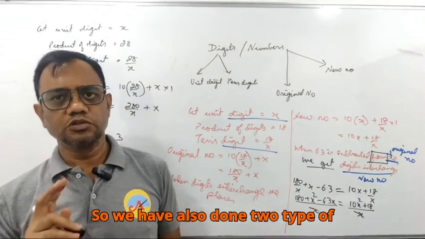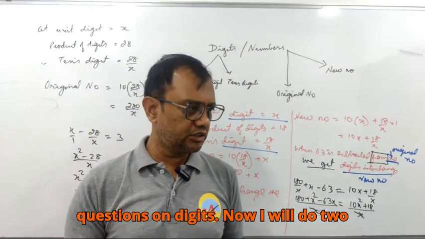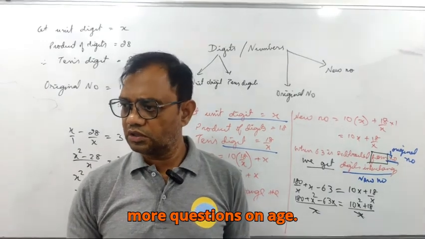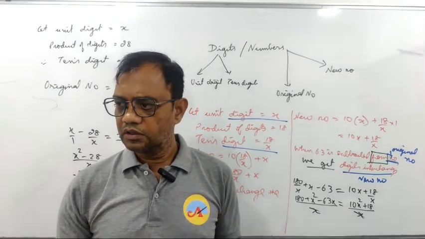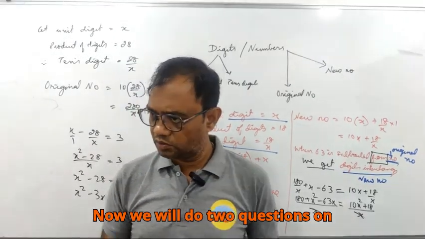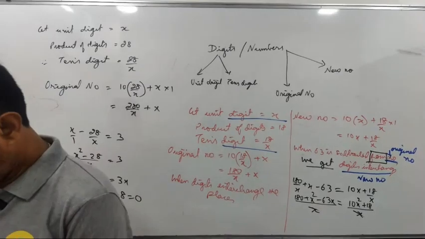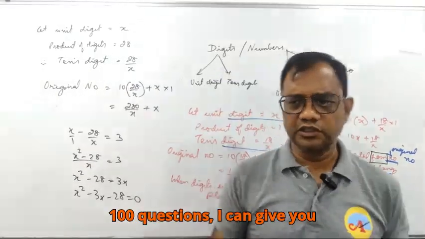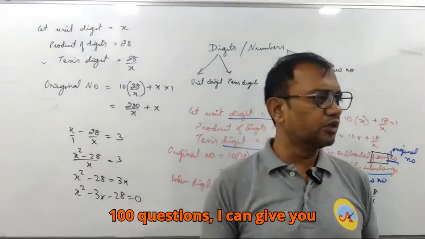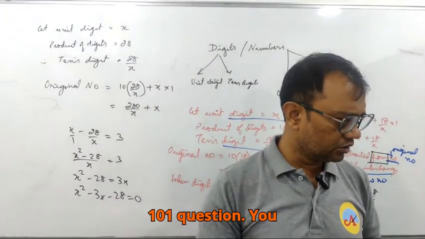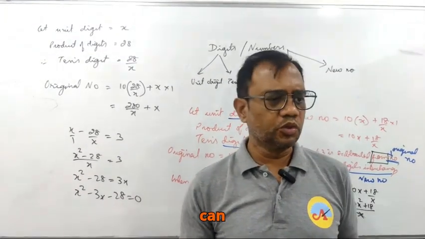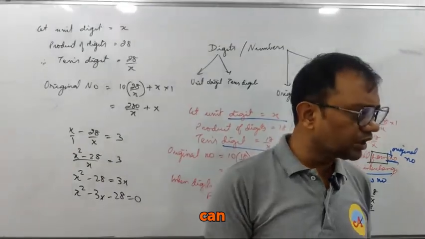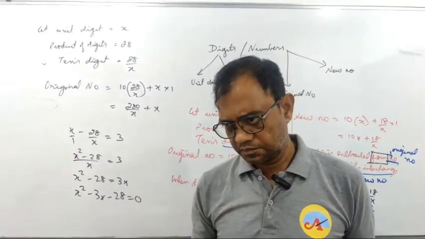So we have done two types of questions on digits. Now we will do two questions on age. See, there are so many varieties of quadratic equations. Even if you do 100 questions, I can give you a 101st question. There are so many varieties, but understand the concept. Once you understand the concept and the way to make the equation, you can do anything.